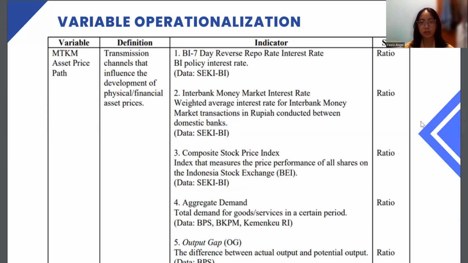The fourth one is aggregate demand. So aggregate demand is a total demand for goods and services in a certain period. I got it from BPS, BKPM, and Kemenkeu RI, and the scale is ratio. The fifth one is output gap. Output gap is the difference between actual output and potential output, and I got it too from BPS, and the scale is ratio.